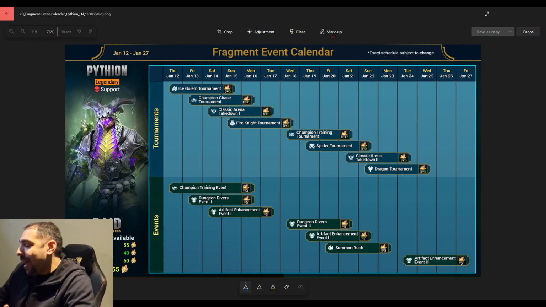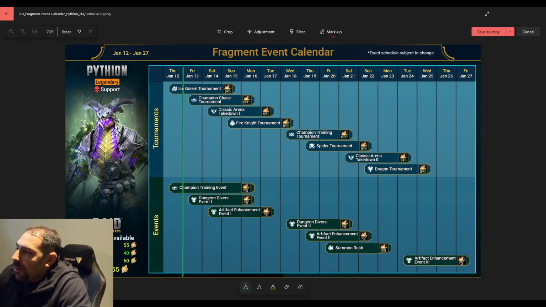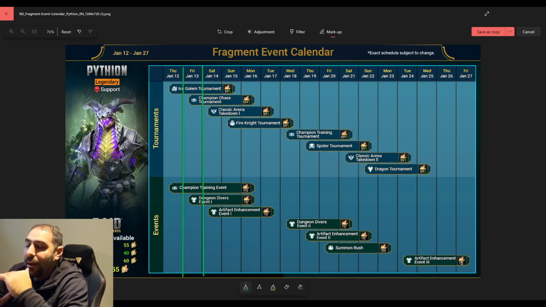So what do we have here? We're at this point. From here, on Friday our Dungeon Diver event has started, and we still have an Ice Golem event going on. For those that started Ice Golem yesterday, I thought, oh yeah, I had some energy, let me use it, and started with Ice Golem. Then 400 points in, I realized Dungeon Diver started the next day. So here we are.